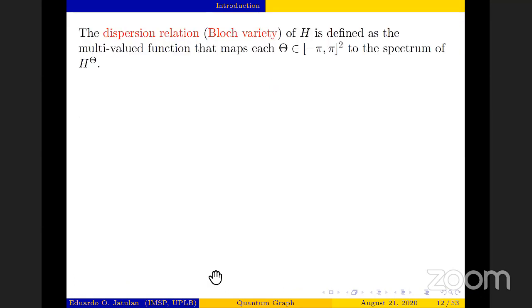So now let's define the dispersion relation. The dispersion relation of H is defined as the multi-valued function that maps each theta, the quasi-momentum from the Brillouin zone, to the spectrum of H theta. The spectrum of H theta for a given specific value of theta is discrete, since this acts on a compact graph.